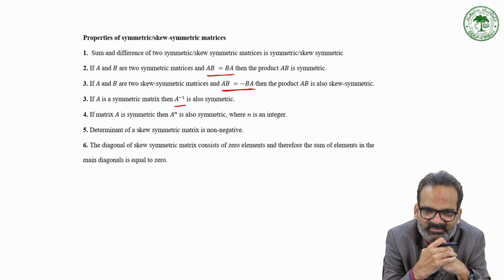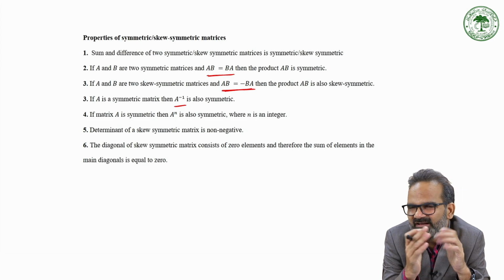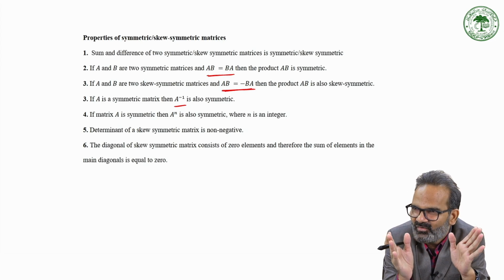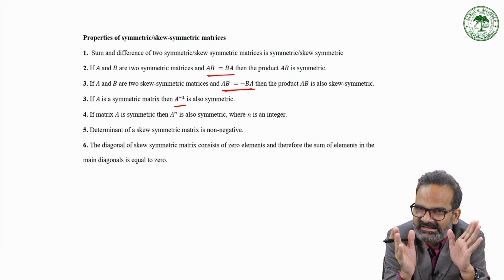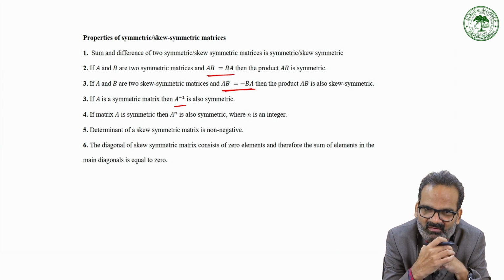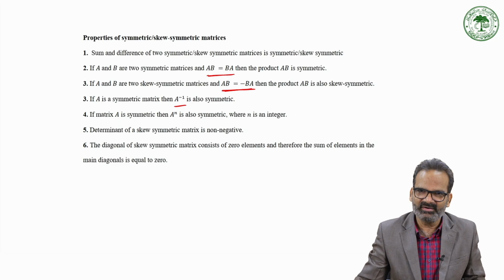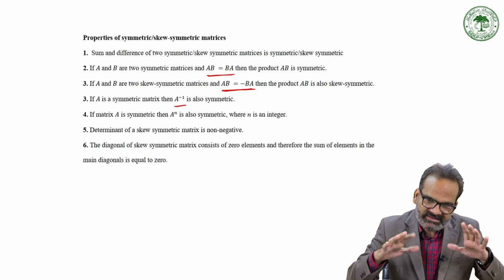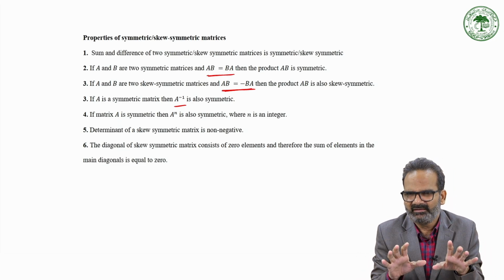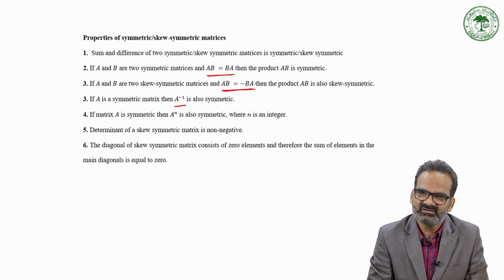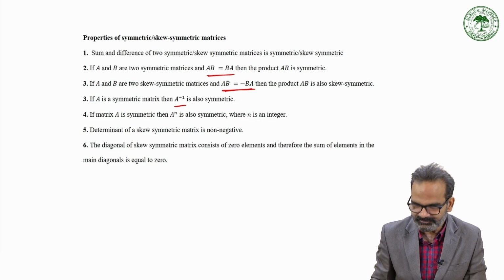Property 5 is what? The determinant of a skew symmetric matrix is always non-negative. The determinant of a skew symmetric matrix can never be 0. And the last is what? The diagonal of a skew symmetric matrix consists of 0 elements, and therefore the sum of the elements in the main diagonal is equal to 0, right? So these are the few properties which we can use whenever required in any solution of a given question, right?